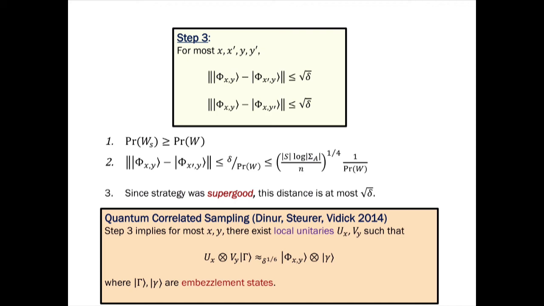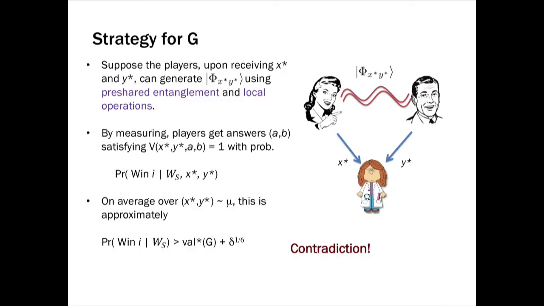So if we start with something called the embezzlement state, Alice and Bob can apply local unitaries that only depend on their questions to generate this advice state, which is what we wanted.